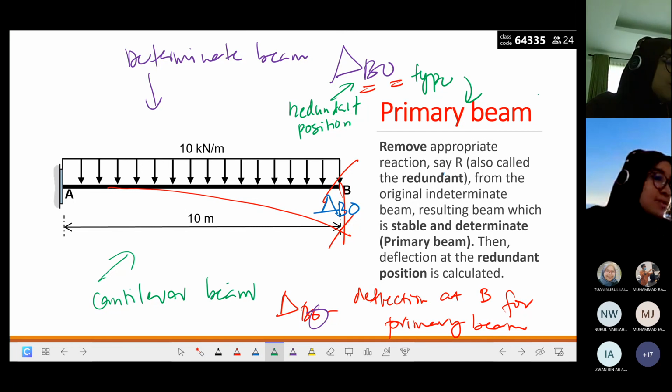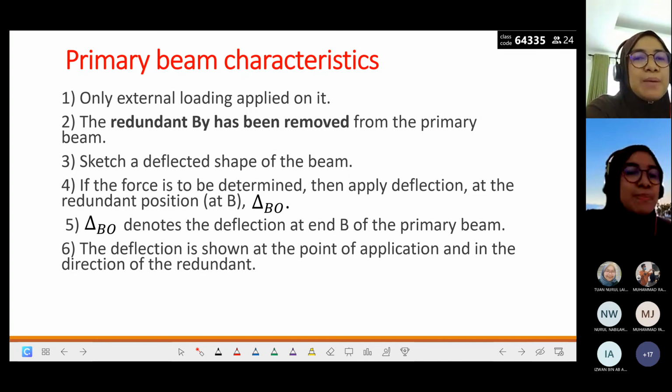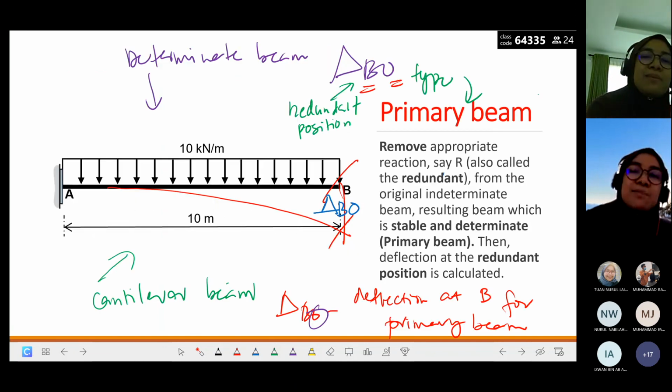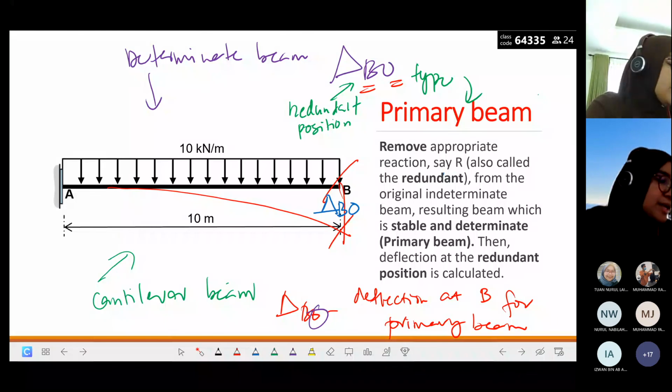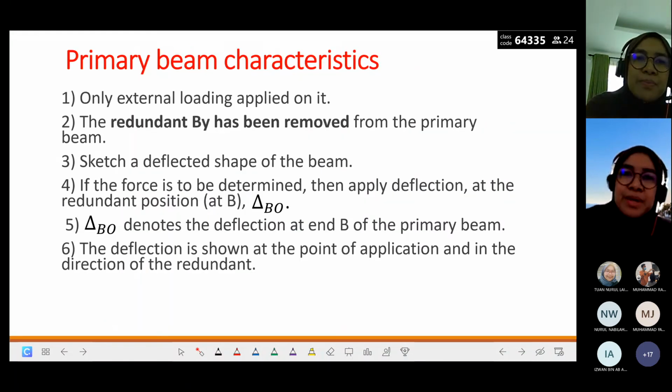Primary beam. Okay, so next. Kita tengok what are the characteristics of primary beams. Number 1, only external loading applies on it. Kita tengok balik. We remain external loading. Number 2, redundant BY has been removed.